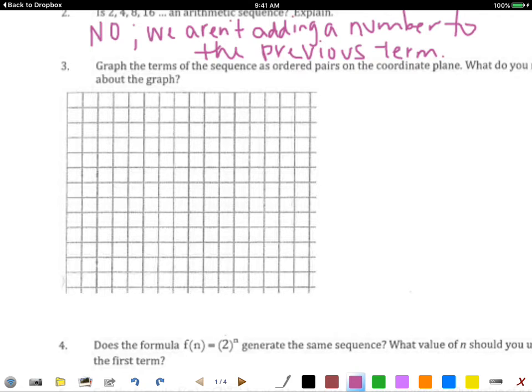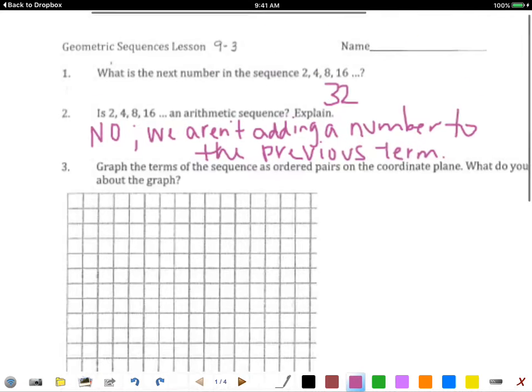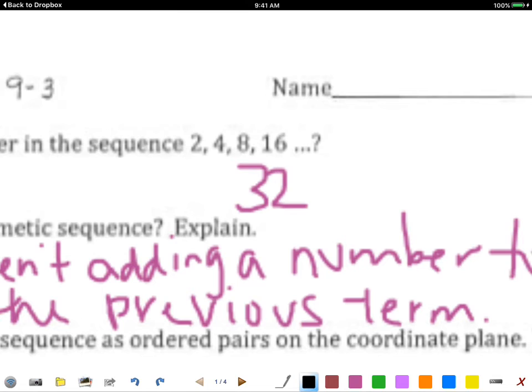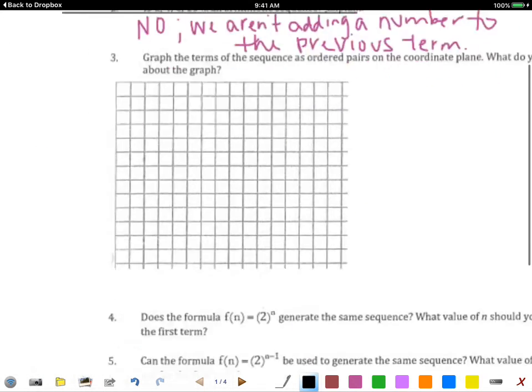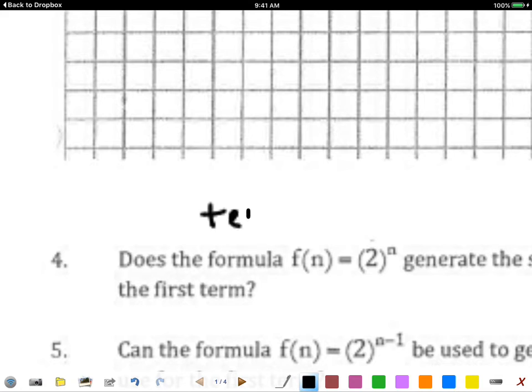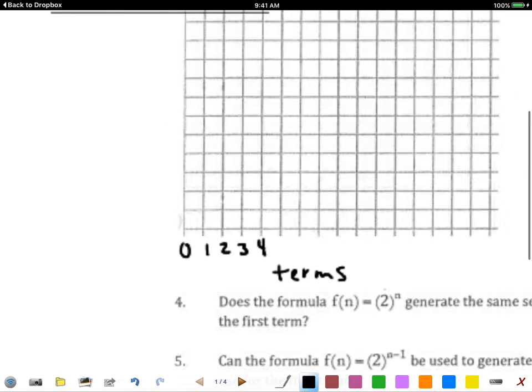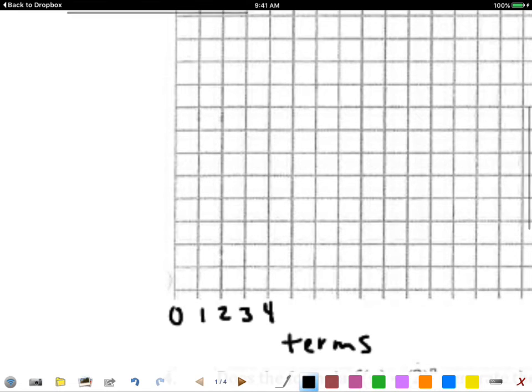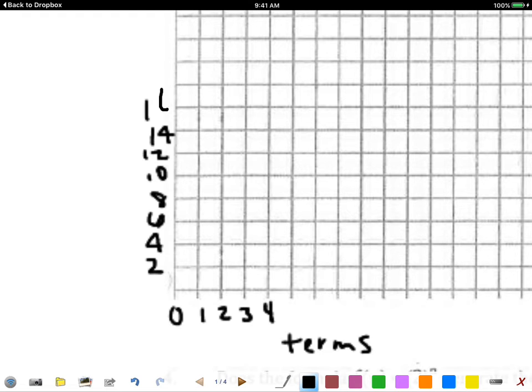All right, let's look at number 3. So we're going to graph this, and when I say graph it, look up here. So our first term is 2, our second term is 4, our third term is 8, our fourth term is 16, and so forth, okay? So we're going to go down here and we're going to graph. So down at the bottom, we're going to put our term number, like our first term, second term, third term. So we're going to write 0, 1, 2, 3, 4. You could go further. And then over here on the side, we're going to plot what the actual term is. So I'm going to count by 2s. 2, 4, 6, 8, 10, 12, 14, 16. You could go higher than that.